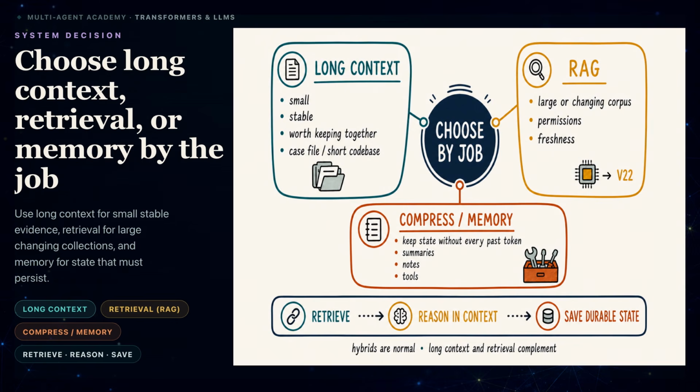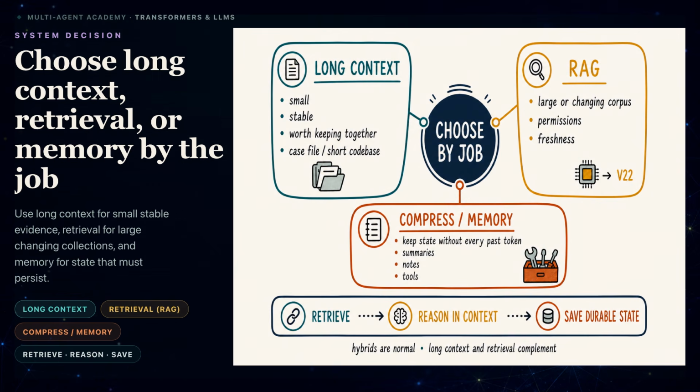Use long context when the evidence is small, stable, and useful to keep together, such as one case file or one section of a code base. Use retrieval augmented generation, or RAG, when the collection is large, changes often, or includes document permissions. Retrieval selects a smaller set of relevant evidence before the model answers.